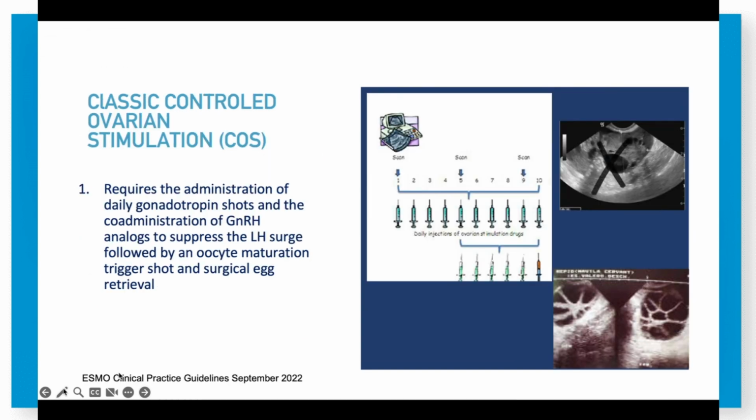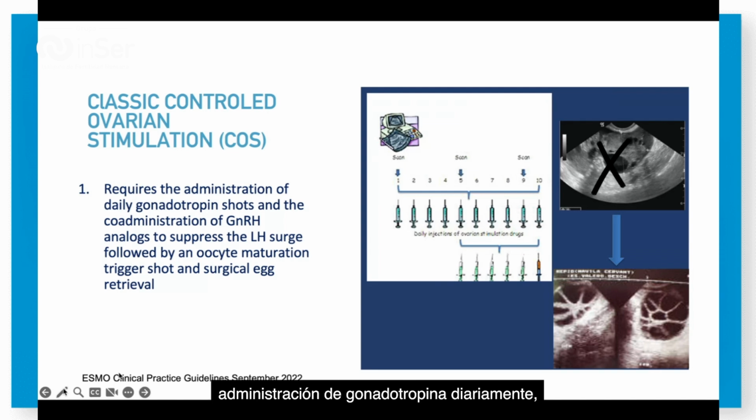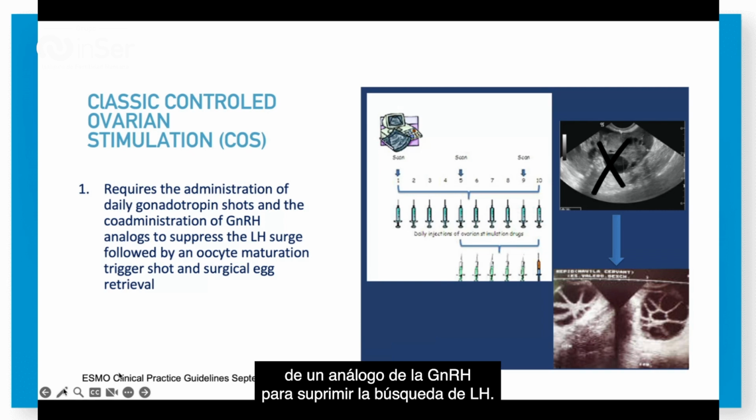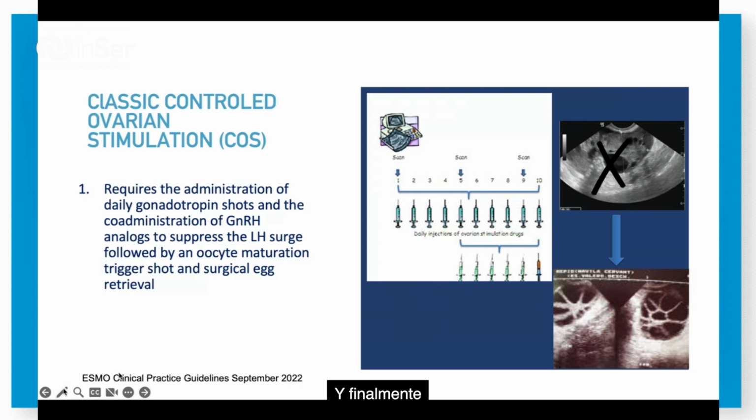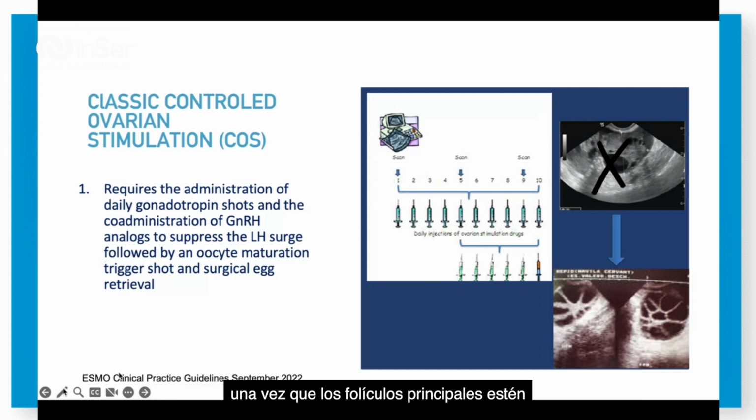However, both oocyte and embryo cryopreservation require controlled ovarian stimulation, and the classic controlled ovarian stimulation implies the administration of gonadotropins on a daily basis as of day 2 or 3 of the menstrual cycle, followed by the co-administration of GnRH analog in order to suppress the LH surge, and finally a trigger shot to induce oocyte maturation once the leading follicles are around 18 or 20 millimeters in diameter. This whole process usually takes around 12 to 14 days, that is around 2 weeks.